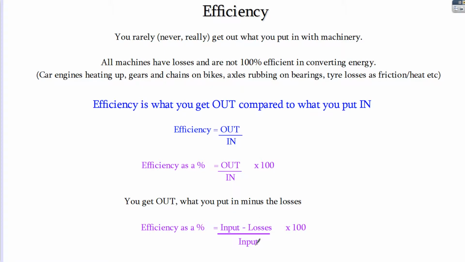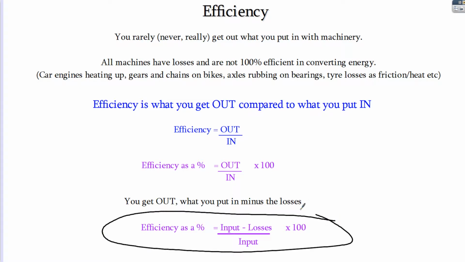And of course, the input is just what you put in. So this formula is important for efficiency. Think of it as out over in times 100 as a percentage. And what out actually is, what you get out, is what you put in, take away what you lose. So I would say this is important.